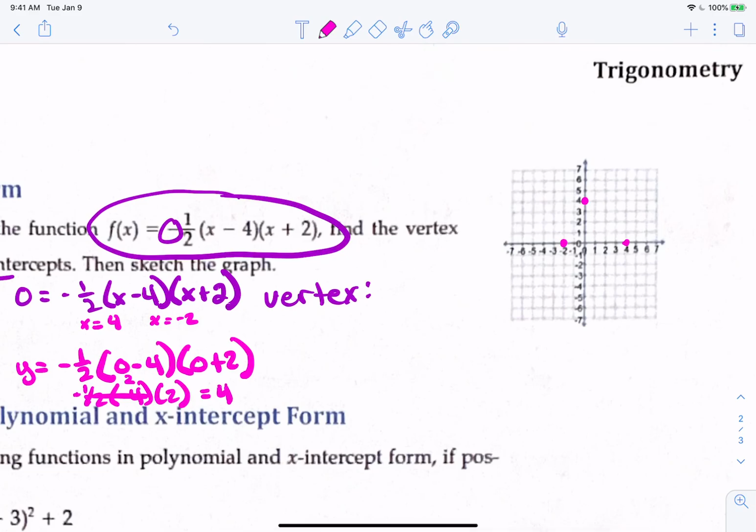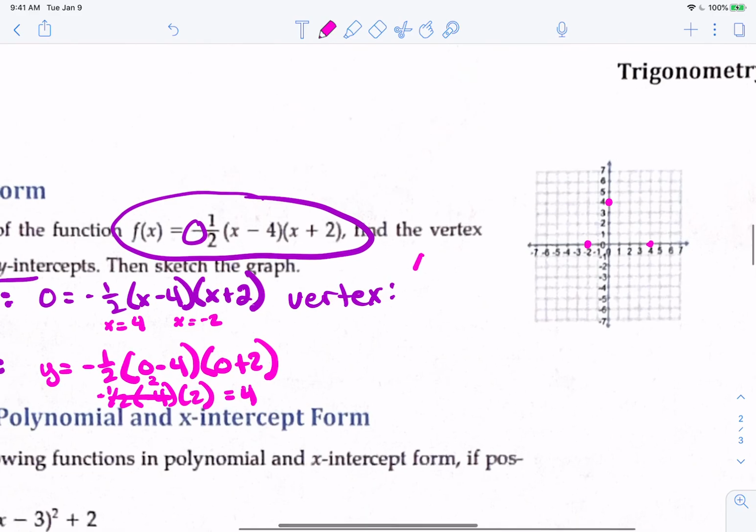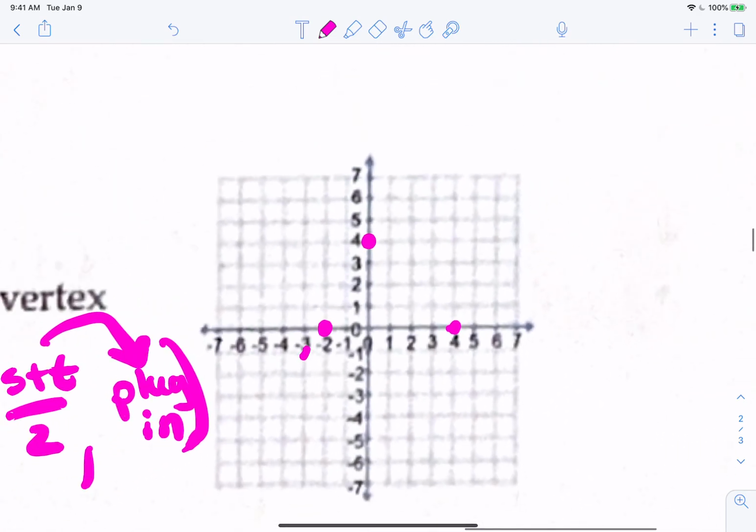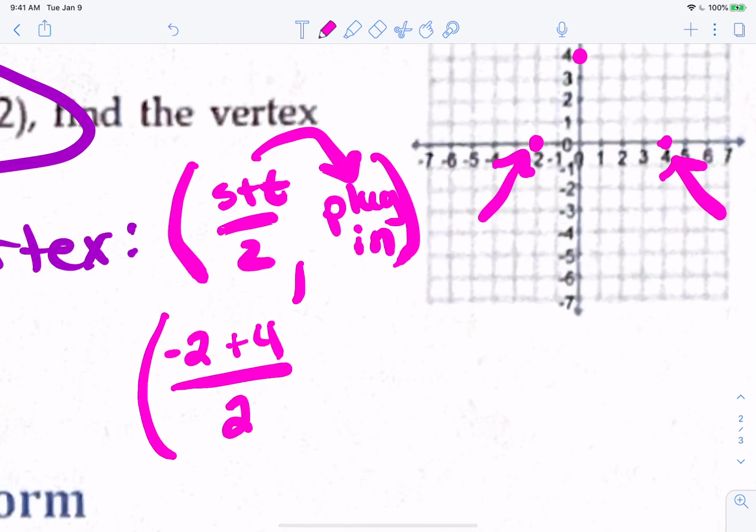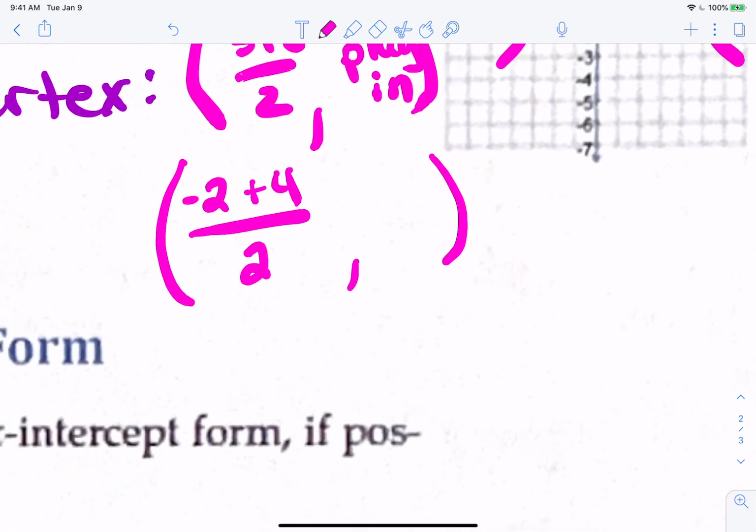Now the vertex. The equation for the vertex said that I do s plus t over 2. And then I just plug it in. What is s and t? 4 and negative 2, right? If I'm looking at these 2 points, my vertex should be exactly in the middle of those 2 points, wherever that is located. So I take negative 2 plus 4, or 4 plus a negative 2, whatever you want to do, and divide that by 2. That is what? Negative 2 plus 4 is 2, divided by 2 is, you said 1?